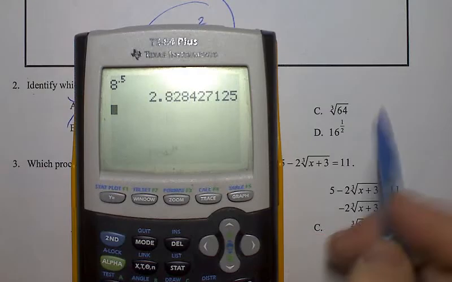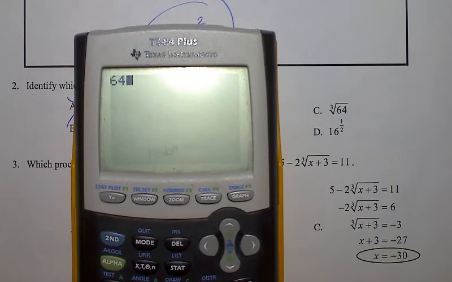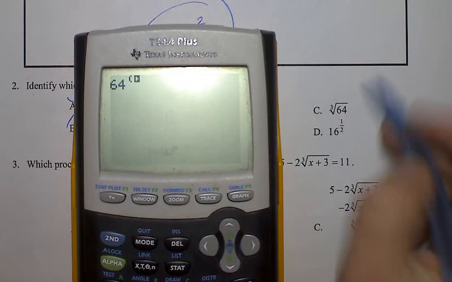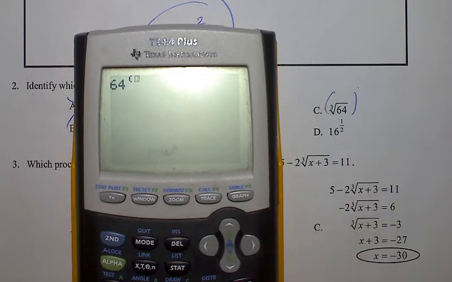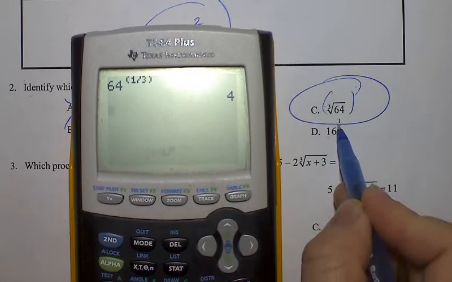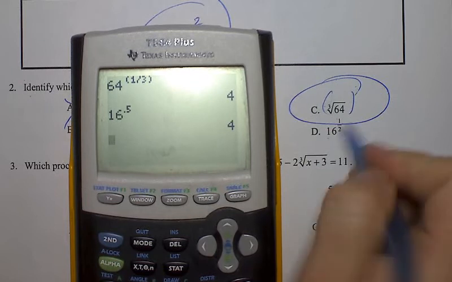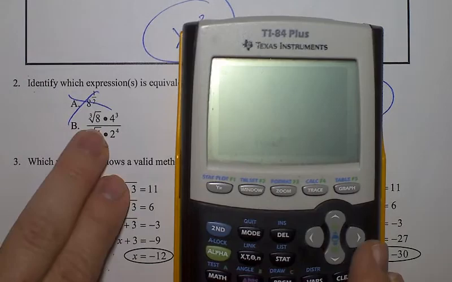I can take 64. Now, there's often a lot of confusion. How do you do this? Remember, this is not 64 to the third. It's always 1 over this number. So 1 divided by 3. That is equivalent to 4. Then we have 16 to the 0.5, and that's like the square root of 16. That is also 4. And let's check this last option.